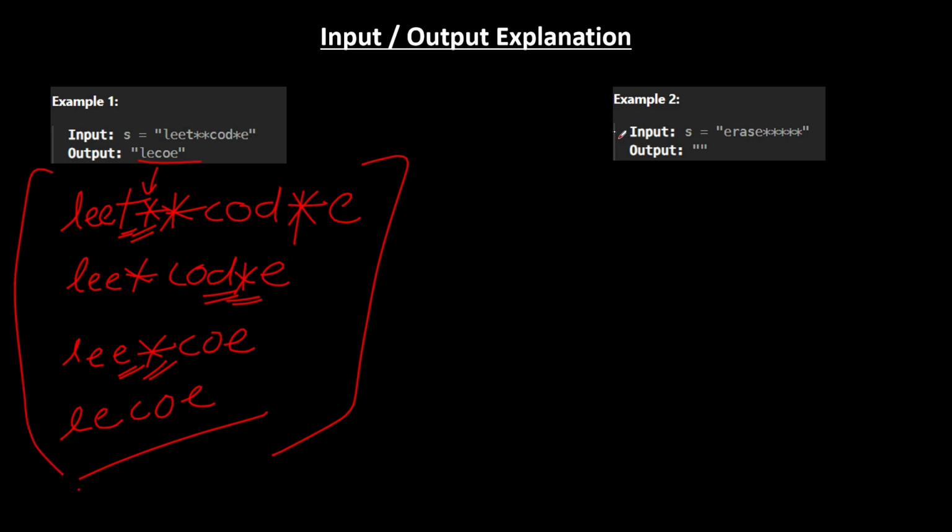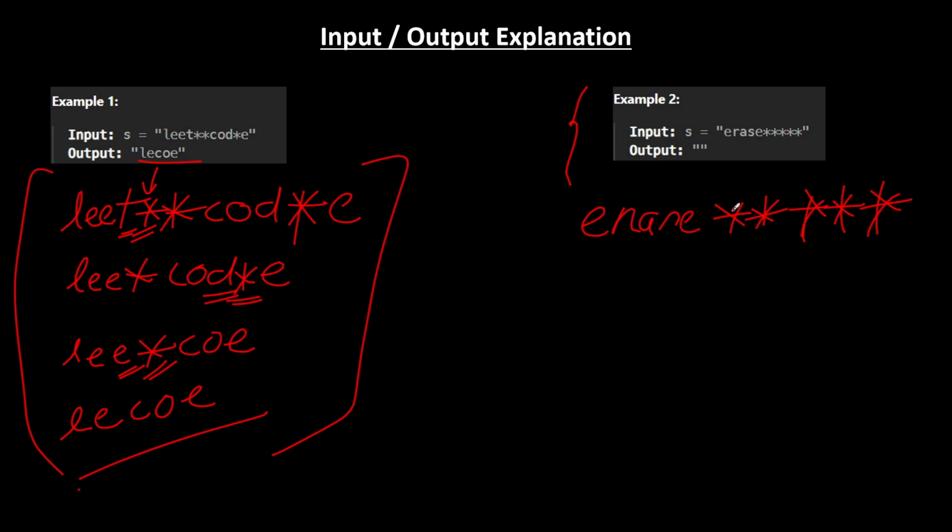Now let's take example 2 also. Here we are given erase. And how many asterisks are there? Five asterisks are there: one, two, three, four, and five. Please excuse my asterisk drawings. Suppose you understand these are five asterisks.